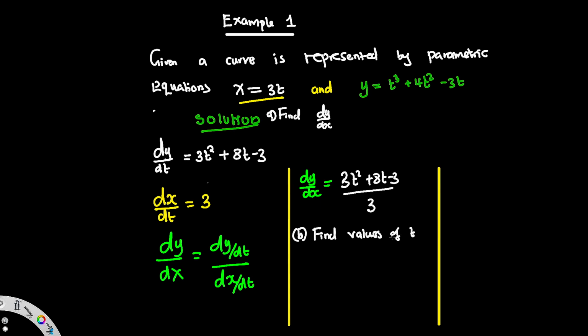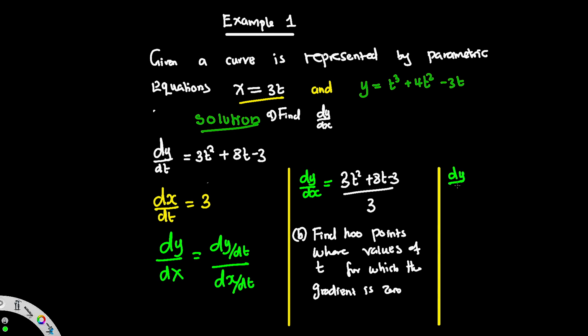Now in part B, we are supposed to find values of t in these functions where the gradient is equal to 0, where dy/dt is equal to 0. So let us put this down properly so that you can move to the next part. We are finding values of t for which the gradient is 0. So if the gradient is 0, it means this part also is going to be 0.